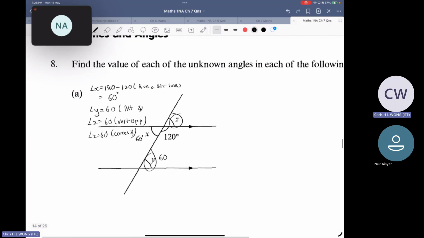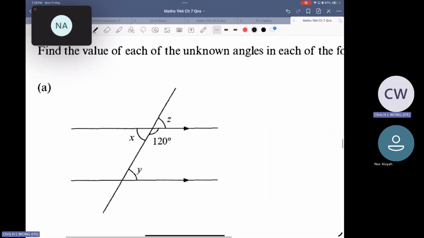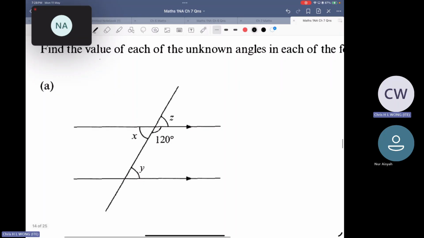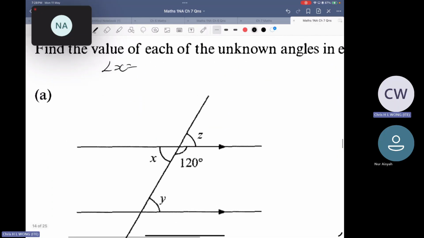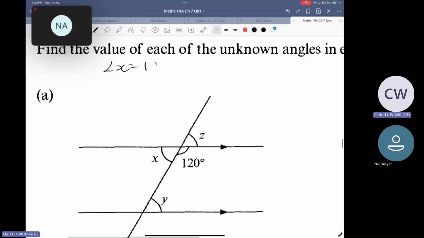Okay, let's clear this. Let's start. Which one do you want to start first? X. Angle X equals 180 minus 120. Reason? The moment you use 180, it's a straight line, supplementary angle, right? Supplementary angle, yeah.